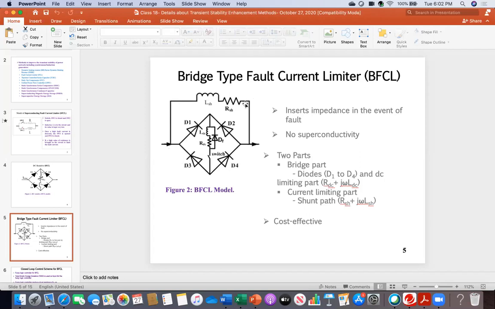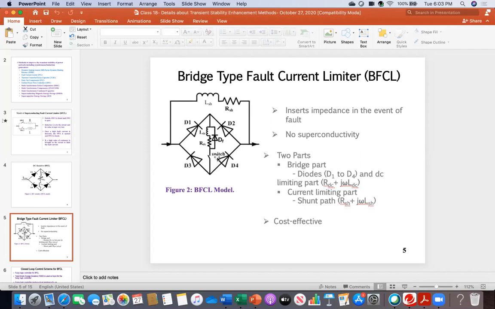So the benefit is that because you are not putting this coil, the actual fault current limiter, here, you don't need to maintain the superconductivity. And that is the reason you don't want to allow even a small leakage current through this way, so that it does not change its resistance. So there is no superconductivity issue here, because you are not allowing current flow here.